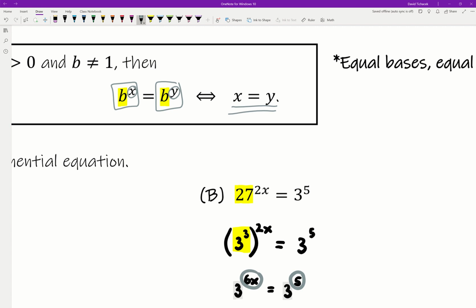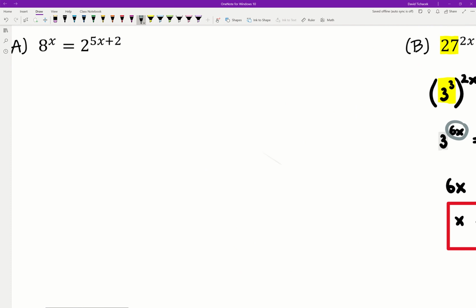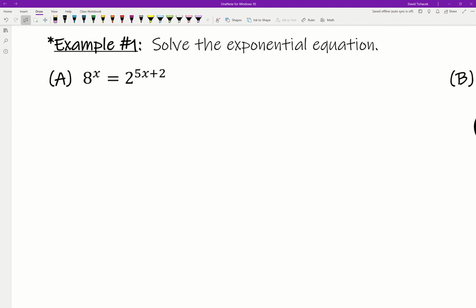It's going to be a little bit more challenging whenever the bases don't match up. And in that case, we're going to have to ask ourselves a different question here. So if you take a look at this first example, example 1, it just says solve the exponential equation. In part A, we have 8 to the x power is equal to 2 to the power of 5x plus 2. And you'll notice here that the bases don't match up at all, right? We have a base of 8 and we have a base of 2. Obviously, 8 is not the same number as 2. And so that presents a little bit of a question to us. Like, how do we continue from here if the bases don't match?